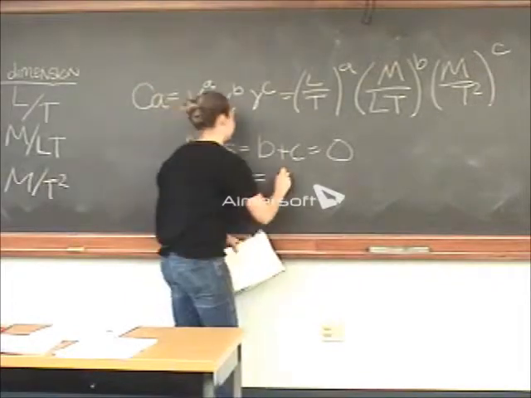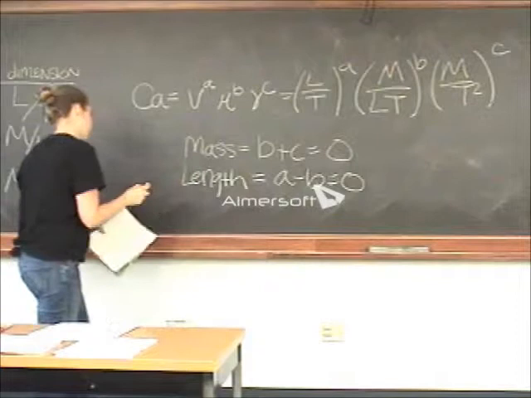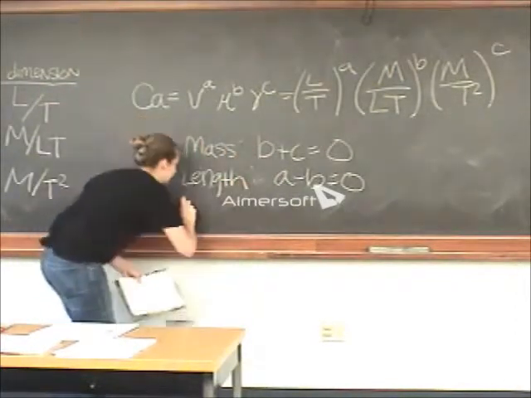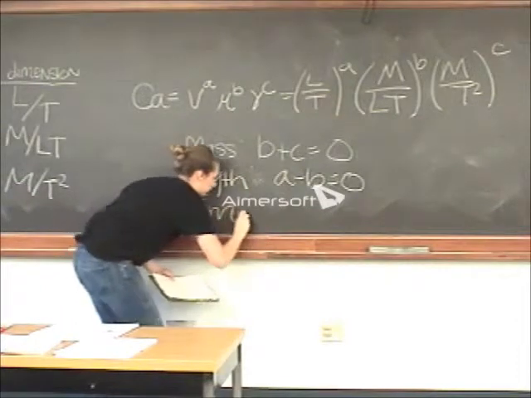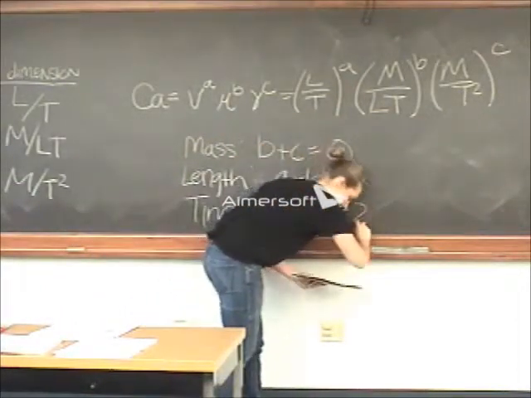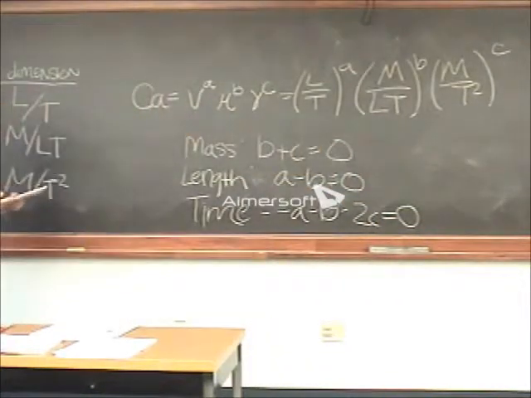A plus B minus C equals 0. Okay, and then our time. Minus A minus B minus 2C equals 0. Okay, cool. So that's really nice.